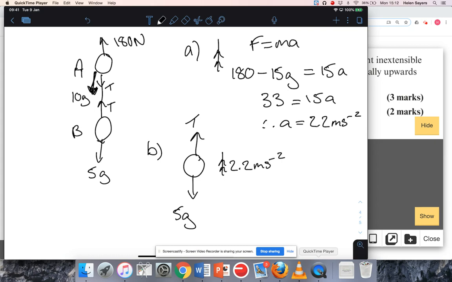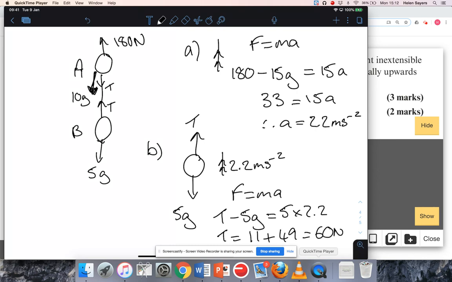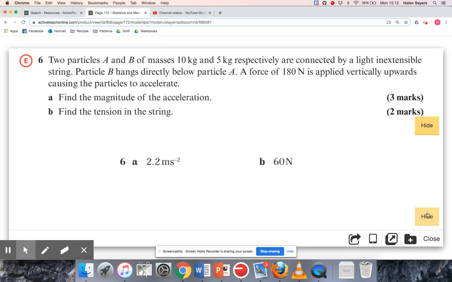So if I'm taking up as positive, then T is working up, and then minus the 5g that's working downwards, and that's its mass of 5 kilograms multiplied by the acceleration. So T is going to be 5 times 2.2 plus 5 times 9.8. So T is going to equal 60 newtons. Lovely.